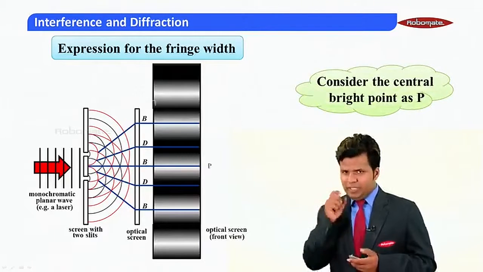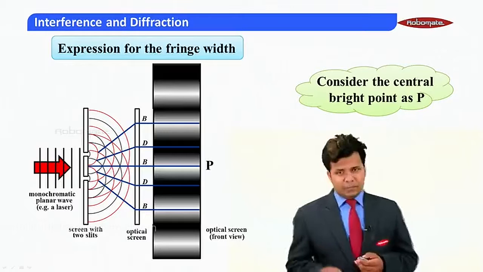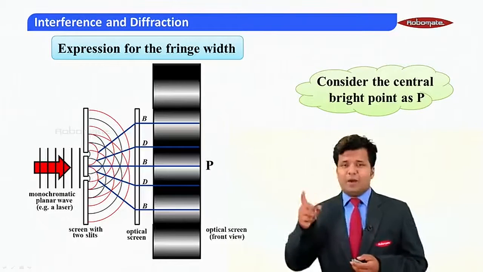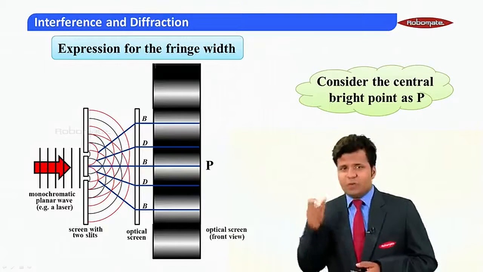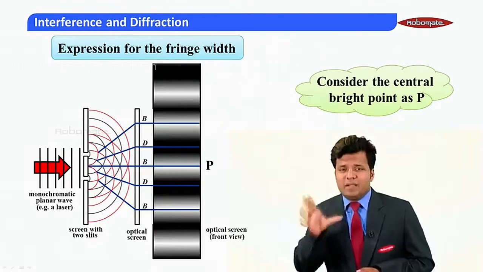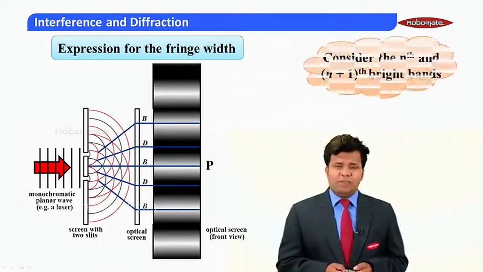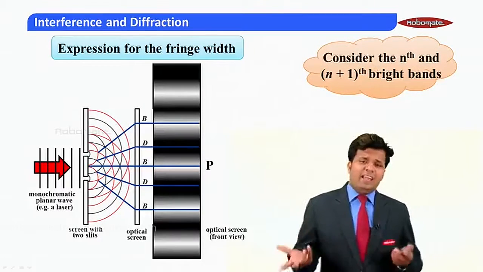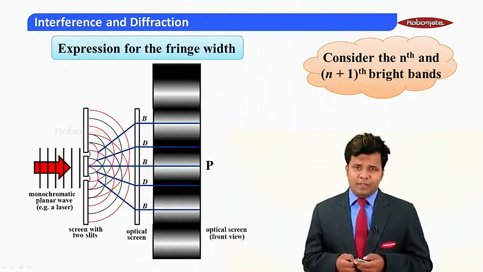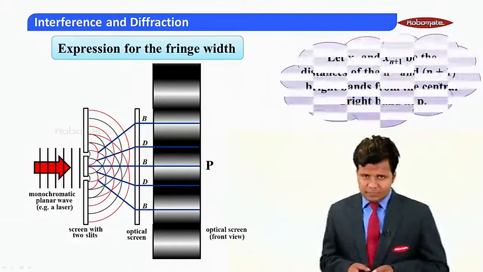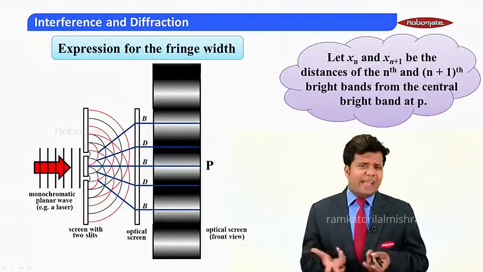At position P, students, see there is the central bright band. Above that there is the first dark band, and above that there is the first bright band. The same thing is repeated in the downward direction, that is, it is a symmetrical pattern. Getting it, students? So if I say that there are the nth bright band and the n plus 1th bright band, then what would be the distances?